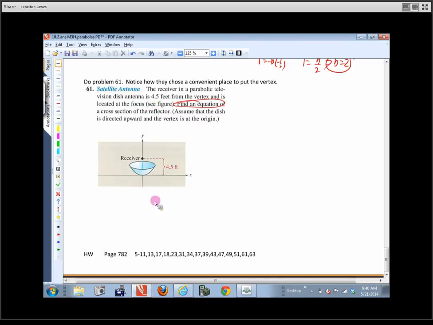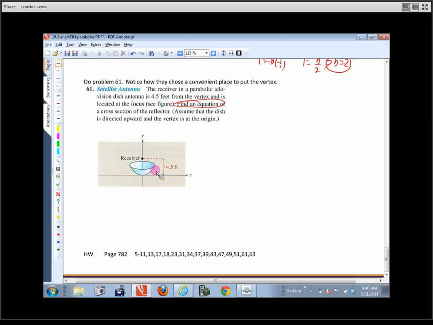Okay. So, and this isn't uncommon, that it's big enough that the focal length of this is 4.5 feet out here. So you've got to have a little arm kind of holding that receiver out in front of the dish. Okay, 4.5 feet out there. Okay, so this is probably a realistic equation.